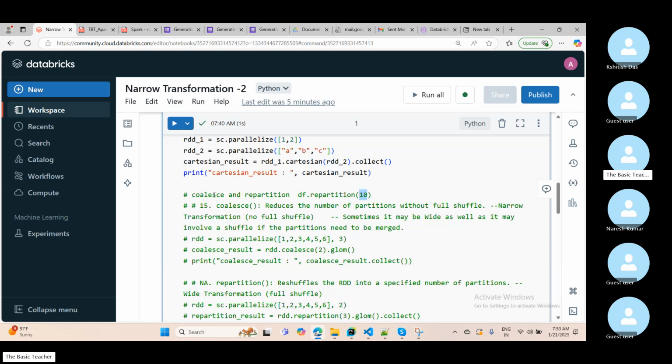You may get questions: what is coalesce and repartition in Spark, what is the difference between both? Both are used to increase and decrease the number of partitions. Both can work in the same way, but the internal structure is different, where coalesce is going to redistribute the data.